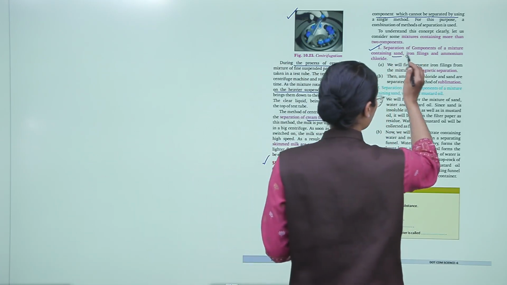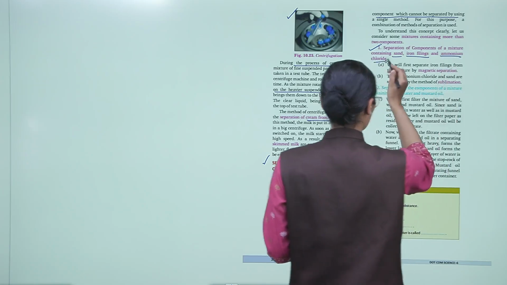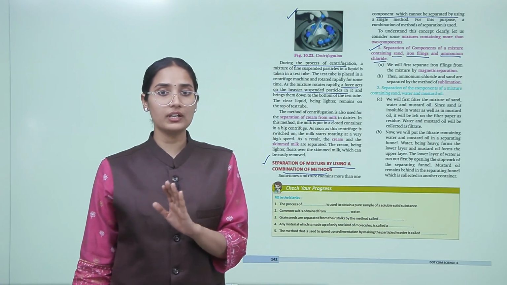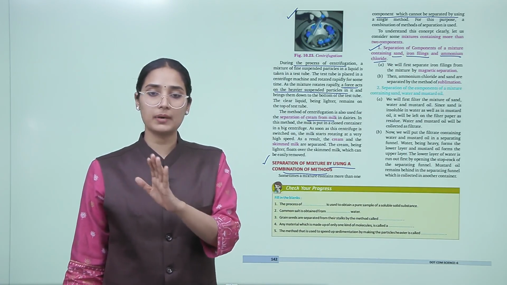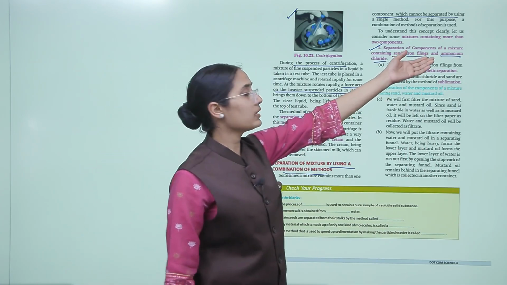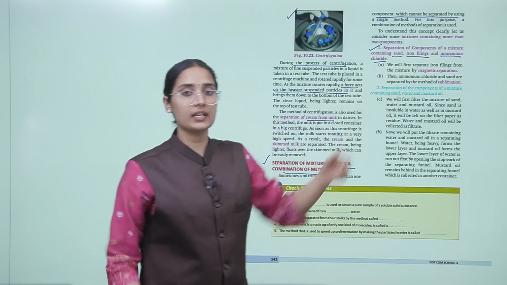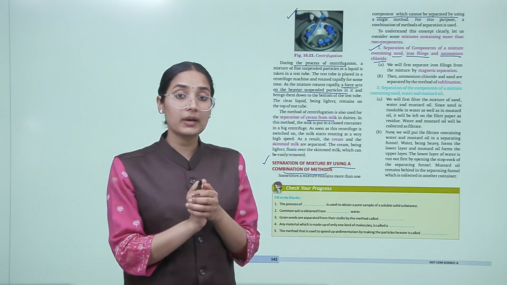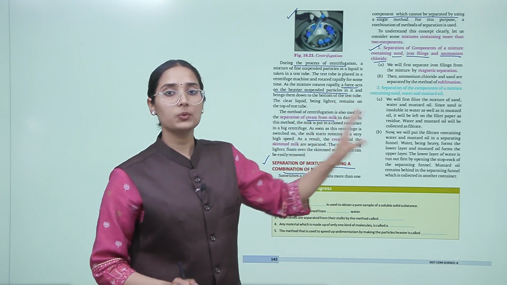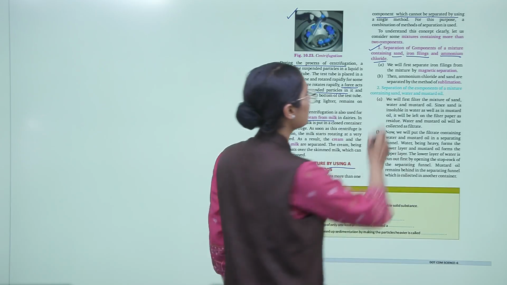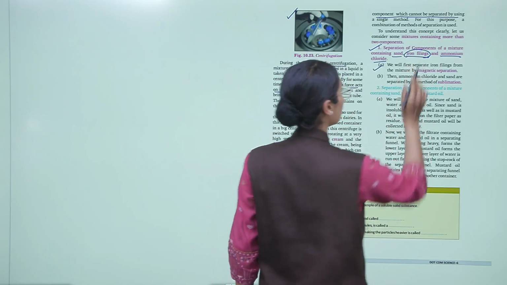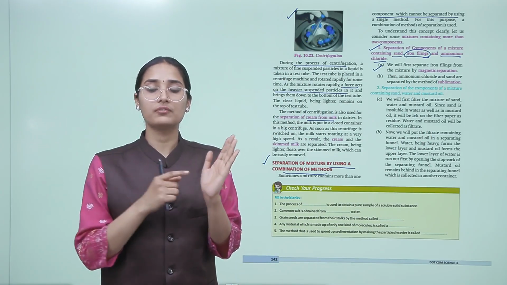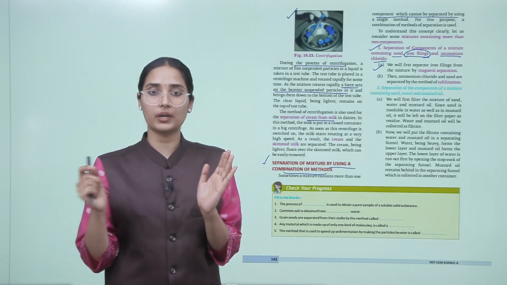Sand, iron filings and ammonium chloride, and we will first separate iron filings from the mixture by magnetic separation. So, we know that iron filings can easily be separated through magnetic separation, right? They will be attracted to the magnet. So, first of all, we will use the magnetic separation technique to remove iron filings from it, right.